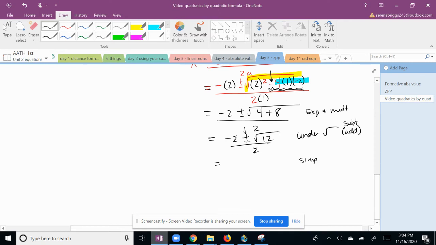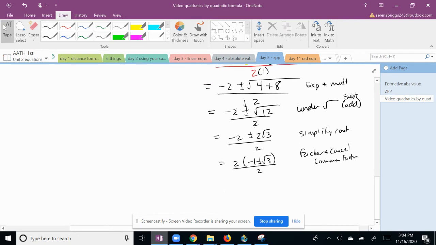Next step is to simplify my root. The square root of 12 is 2 root 3. My last step is to factor and cancel common factors if there are any, and I have one here. If I factor out a 2, it'll be -1 plus or minus the square root of 3, over 2. Now I can cancel out that common factor. So what I have for an answer is -1 plus the square root of 3 and -1 minus the square root of 3. And if I type those into my calculator, guess what?